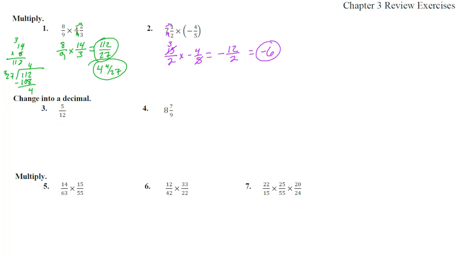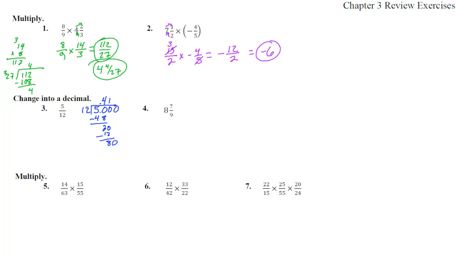Number 3, we're going to change this into a decimal, 5/12. So we need to take 5 divided by 12. Put a few digits behind the decimal. 12 goes into 5. Nope. 12 goes into 50. Yes, it does. 4 times 12 is 48. Subtract. That gives us a 2. 0. 12 goes into 20. That happens not twice, so just once. 1 times 12 is 12. Subtract and we get an 8.